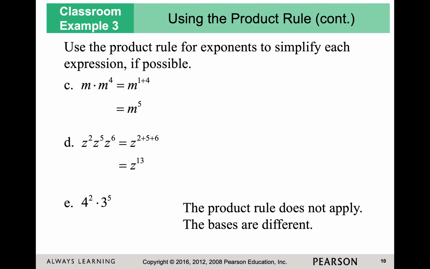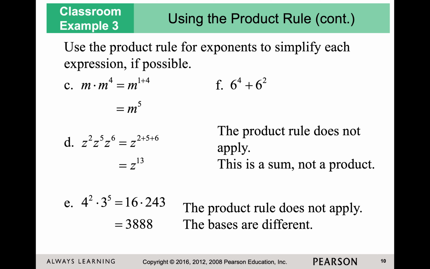Now, in part E, I cannot apply the product rule because 4 and 3 are not like bases. So you cannot add the exponents of 2 and 5 because 4 and 3 are not a like base. But I can type that into my calculator and get a final answer. So while I can't simplify the exponents, I could still find an answer.